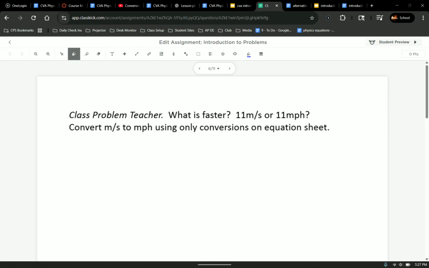I'm going to show you how to do it in one track, and we're going to convert, like it says, meters per second to miles per hour. We could have done it the other way. Doesn't matter. This is one of those instances where you got an answer in the metric system, and I'll have you convert it to our system so you can actually visualize it.